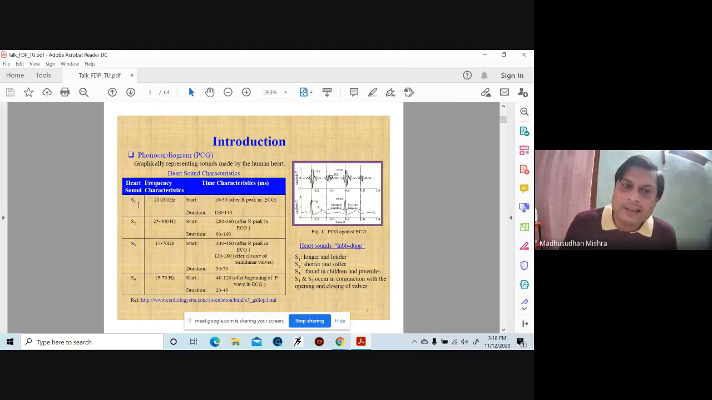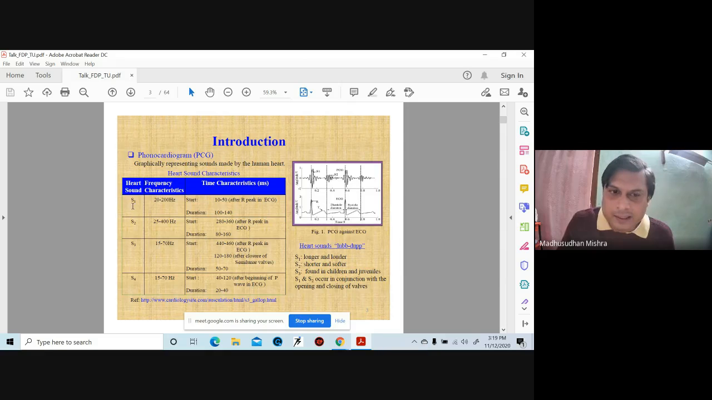We say that the first heart sound is S1, the second heart sound is termed S2, the third heart sound is S3, and the fourth heart sound is S4. These are the basic components of the phonocardiogram signal. From this table we find that most of the frequencies of these components, S1, S2, S3, and S4, are very low. We say that these signals are of very low frequency.